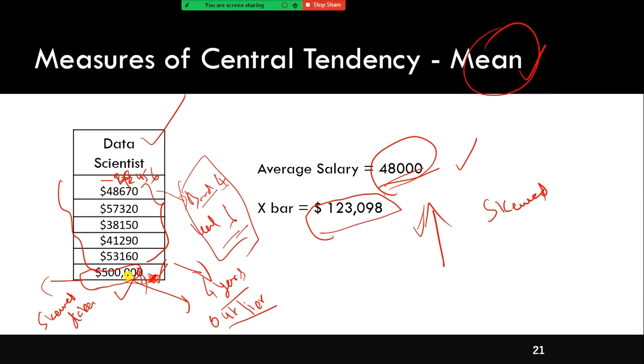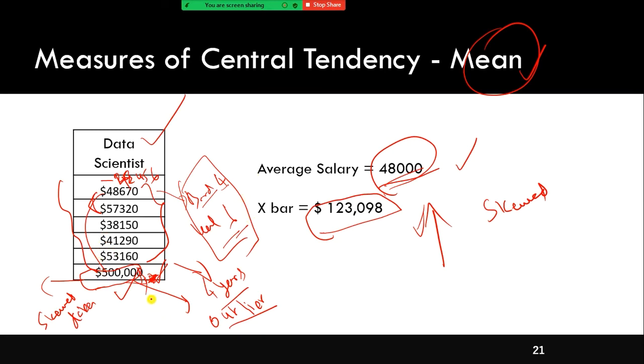So this 500,000, look here. If you compare, this person's salary is somewhat close to this one. Though there is a difference, 48,000 is somewhat closer to 57, but when you compare 48,000 with 500,000, the distance is very, very high. And if you compare 53 and 57, somewhat closer. 53 and 41 also somewhat closer. But if you compare 41 with 500,000, the distance is too high. Hence, we call this an outlier.